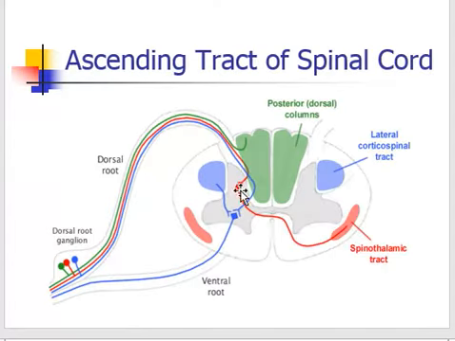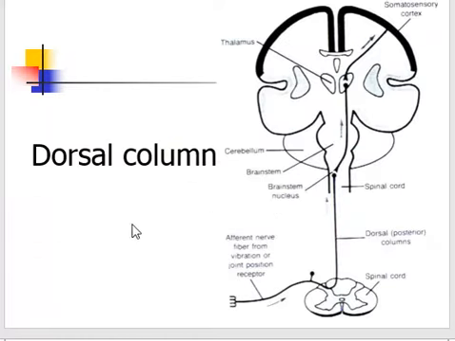This is how the impulses are received from the receptors and sent towards the brain. I hope this will be easy to understand. Here this is the dorsal column. It receives the impulses, which are afferent, and sends them towards the spinal cord. From the spinal cord they ascend towards the cerebral cortex.